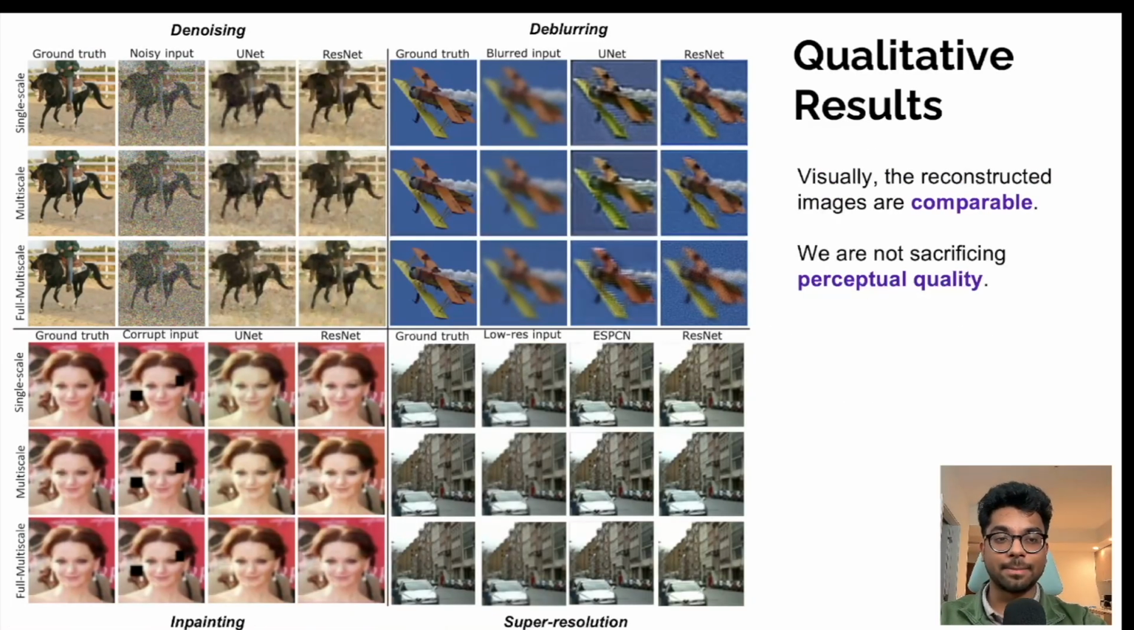Here's a figure comparing the qualitative results for single-scale versus multiscale training across different tasks such as denoising, deblurring, inpainting, and super resolution. Please check out our paper for more such qualitative figures. Visually, the reconstructed images are comparable across different methods of training, and we are not sacrificing on perceptual quality either.